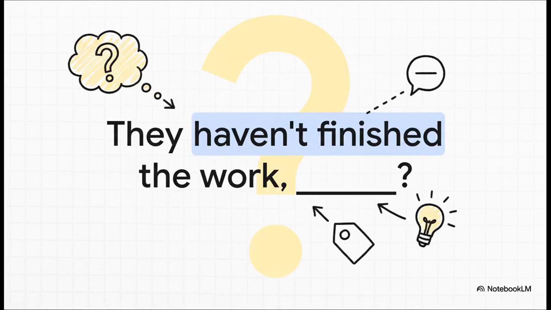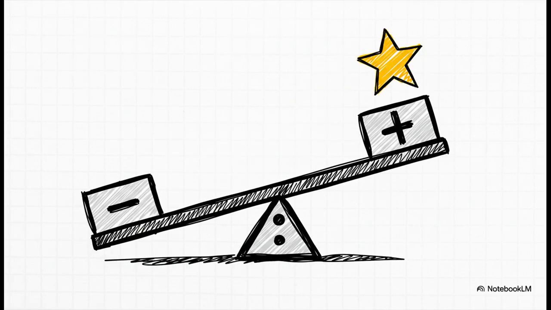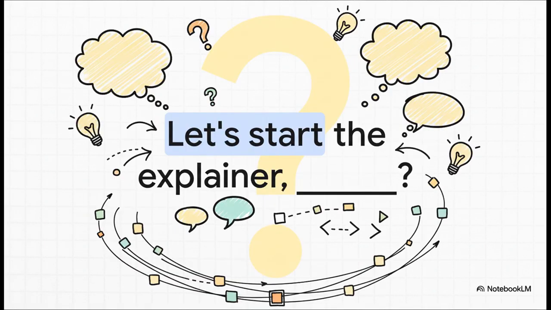All right, next question. "They haven't finished the work." Now, careful here. The statement's negative, so what's that tag going to look like? "Have they?" You got it. The negative statement, "haven't finished," gets that positive tag, "have they." It's that seesaw in action again. See how it works? Okay, final question, and I'm throwing a curveball at you.